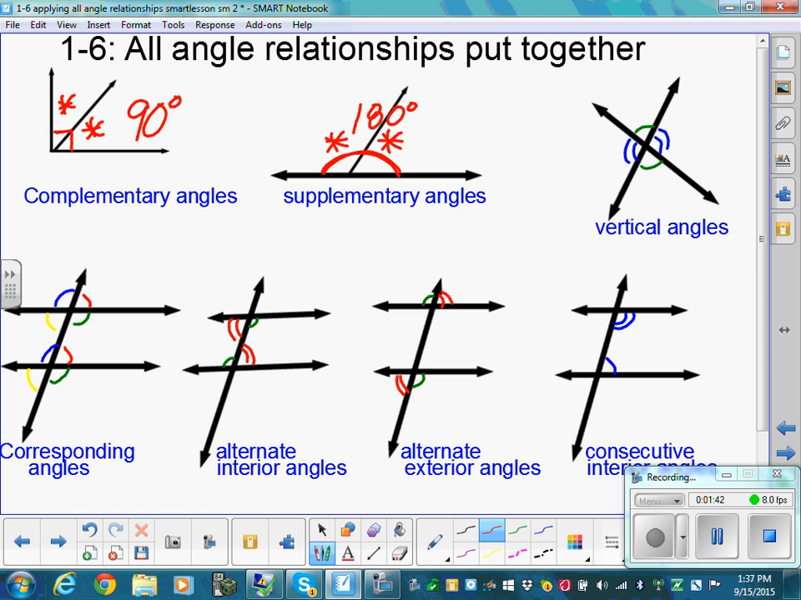Now look at the red angles. Does everybody see how they're on top of the parallel lines on the same side of the transversal? So they are corresponding. Same with the green. Does everybody see how they're both underneath the parallel lines? And they are on the same side of the transversal, so they're corresponding. And then same with the yellow. Now we learned also about, okay, what do we know about corresponding angles? They're congruent, so these are going to be equal.